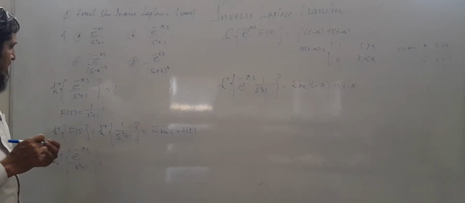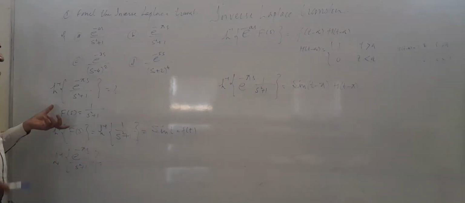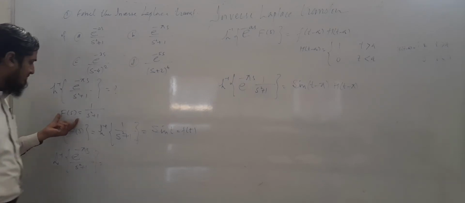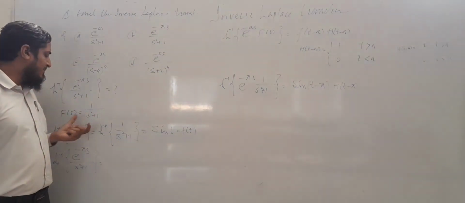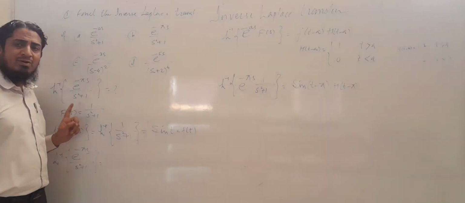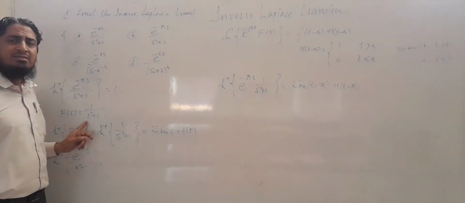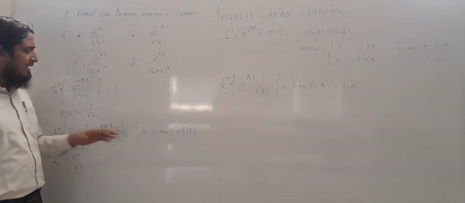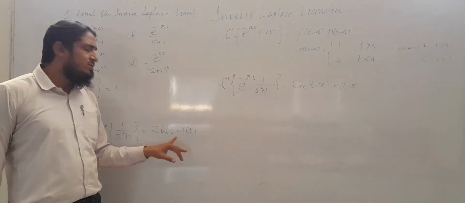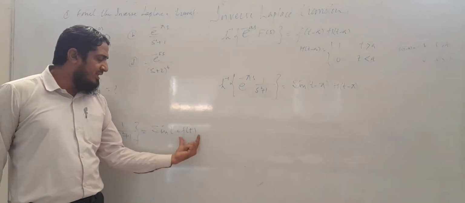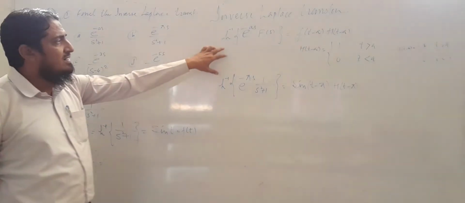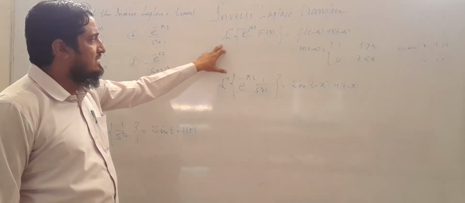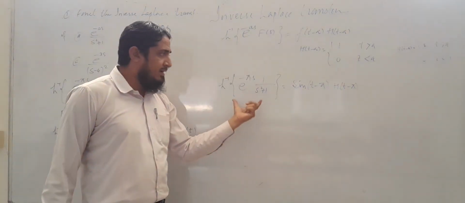What we have done here is we have just found f of t by applying the inverse Laplace transform to F of s, which is given in the example. Applying the inverse Laplace transform to 1 upon s square plus 1, we get sin t, which is equal to f of t. Applying the Heaviside function and the first shifting theorem to this example, we get the result.